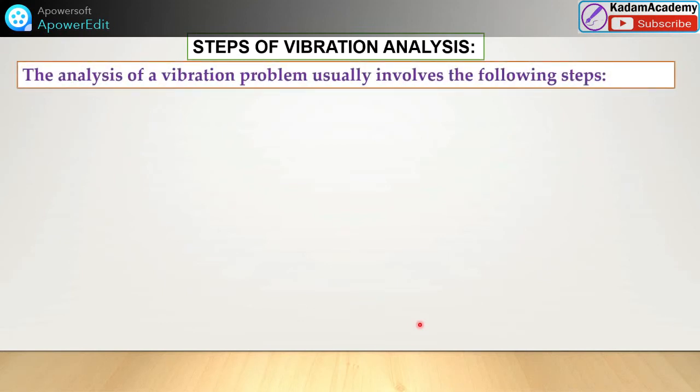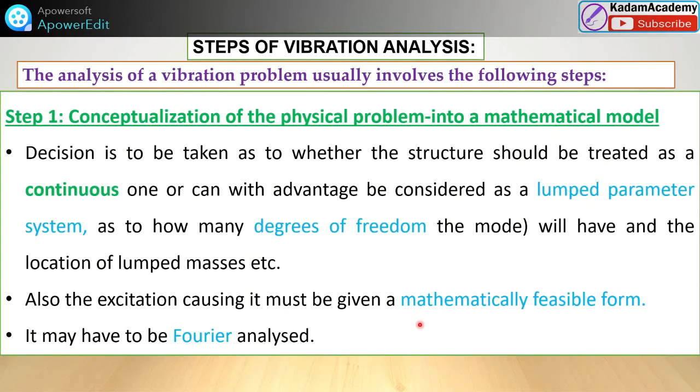The vibration analysis of a vibration problem usually involves the following steps. First is the conceptualization of the physical problem into a mathematical model. That is, the physical model is going to be converted into a mathematical model. And what will happen in this step? This is a very basic step. While converting the physical system into a mathematical system, its main purpose is to represent all the important features of the system for deriving the mathematical equations.